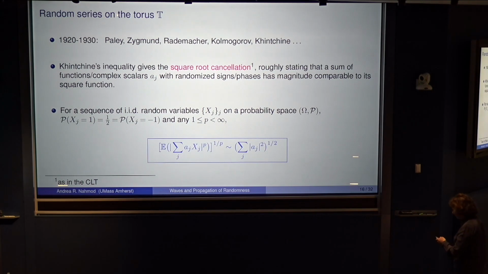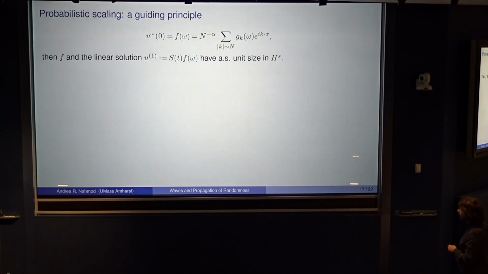And in order to convince you of that, I want to suggest something that we did in 2019 with Yu Deng and Haitian, which is we suggested a bit of a paradigm shift. People were looking at this random data problem but from the point of view of the deterministic scaling. But deterministic scaling is not the correct lens through which you should view these problems, because the deterministic scaling does not see this square root gain.